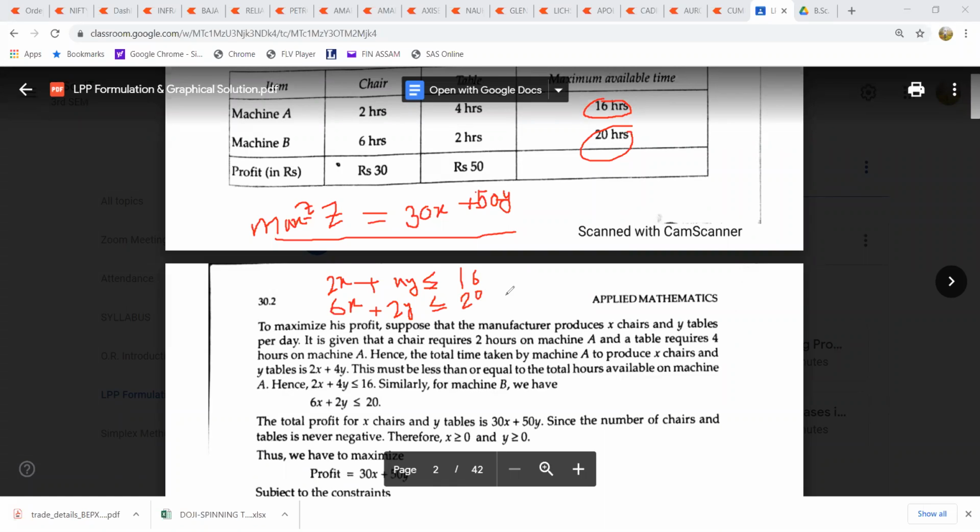And the non-negativity restriction is what? This x and y should be greater than or equal to 0. Over. So this is the problem of formulation. Whatever data is given in the problem, using that data, you need to formulate the LPP.